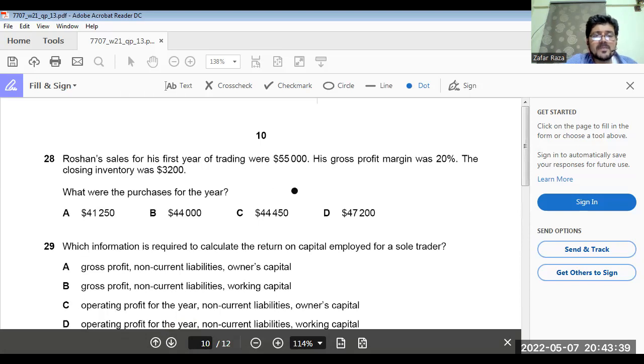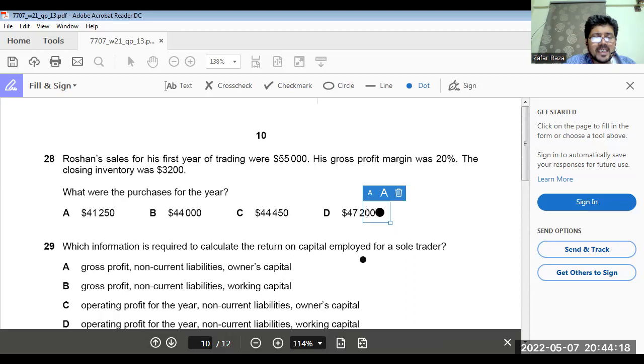28. Roshan's sales for the first year of trading are 55,000. Gross profit margin 20%. Closing inventory 3,200. Okay, this is the first year of trading, so there is no opening inventory. What were the purchases? Very simple. 20% is the profit margin, which means 80% is the cost. It means 44,000 is the cost of sales, plus closing inventory 3,200. 47,200 is your total purchases. Getting my point clear?